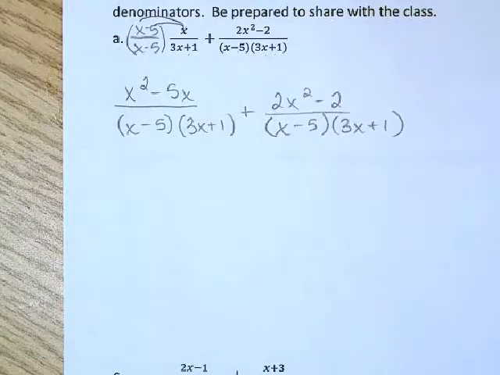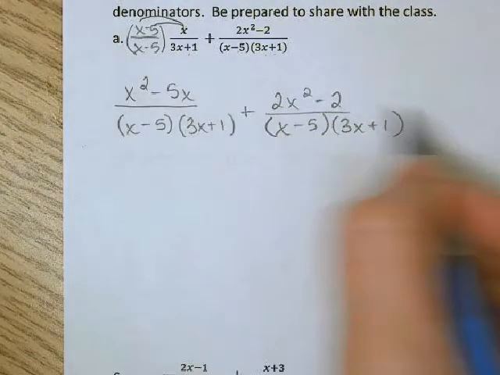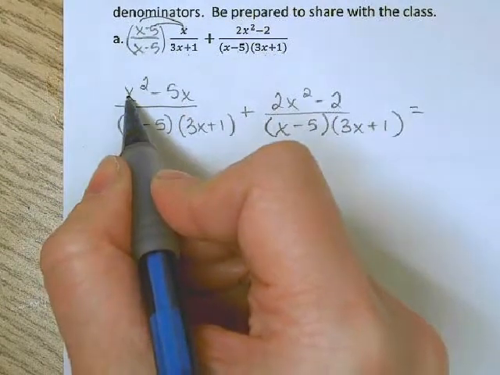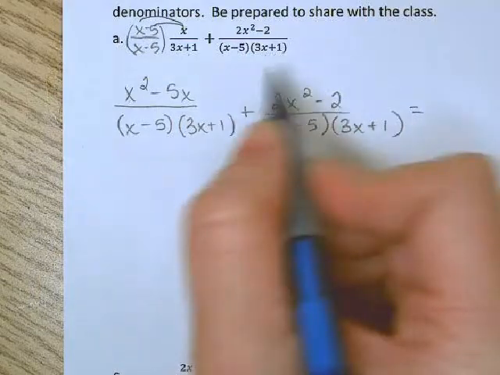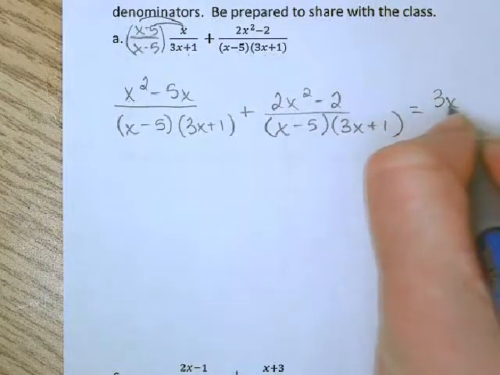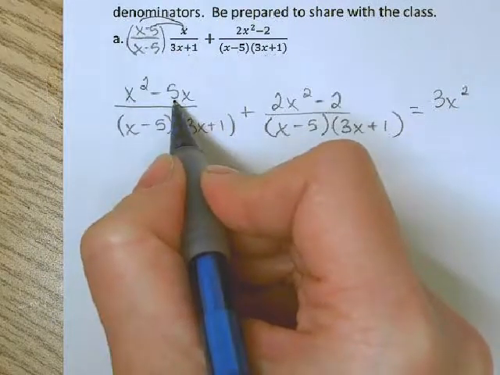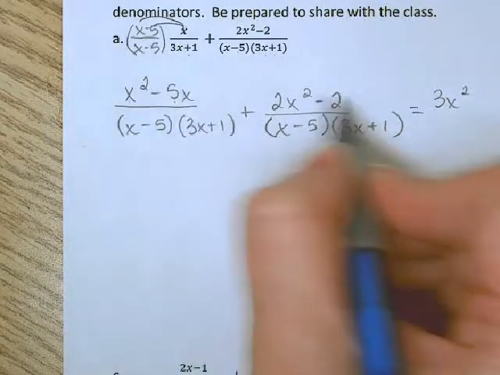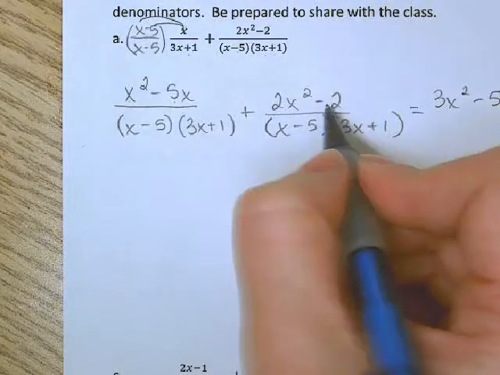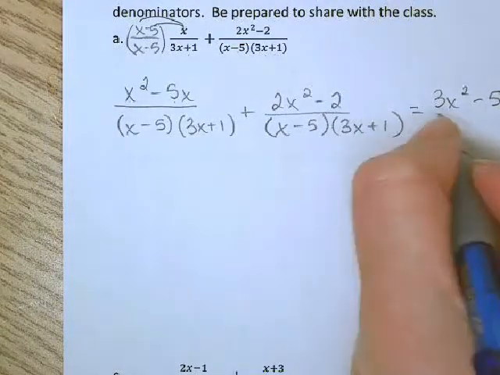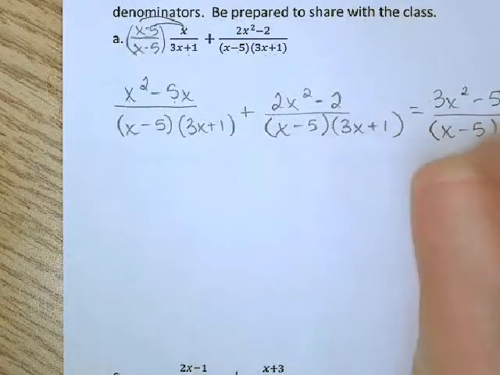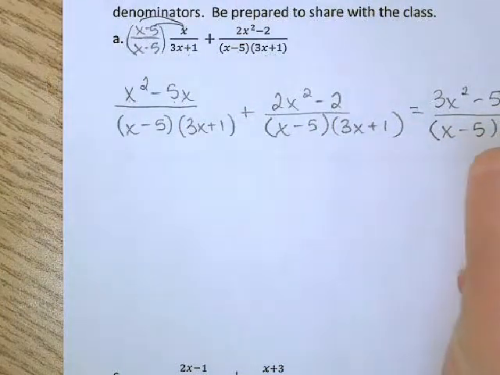Now I have a common denominator, so I keep that common denominator and I just look at the top. I've got x squared, and because I'm adding, I don't need to worry about negatives and stuff. x squared and 2x squared gives me 3x squared. I have no other x's on the top, so I'm going to do minus 5x and then minus 2. And then my denominator, x minus 5 times 3x plus 1.